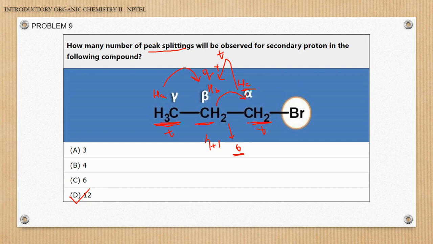Is it clear to all of you? Any doubt, any questions in this particular question? Ma'am, they asked about secondary protons. Secondary protons, yes. So beta, we have to consider, or all? All you have to consider, all are secondary, no?